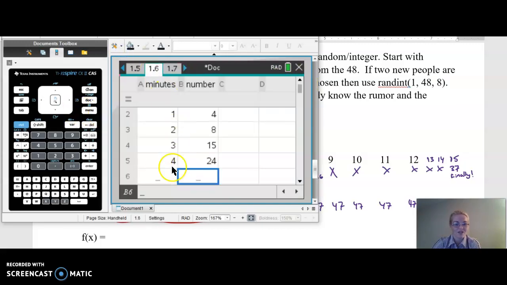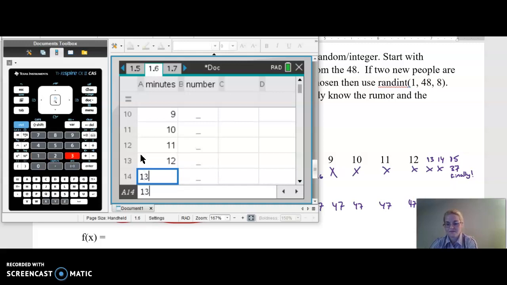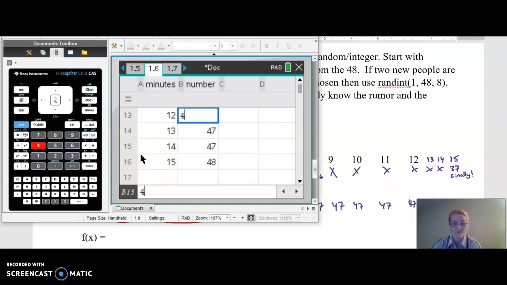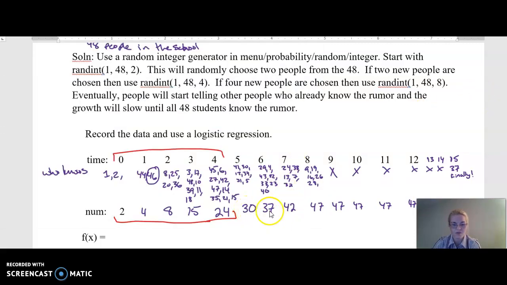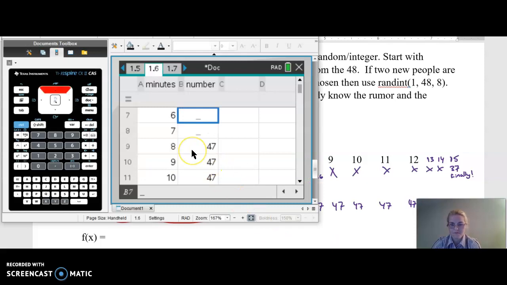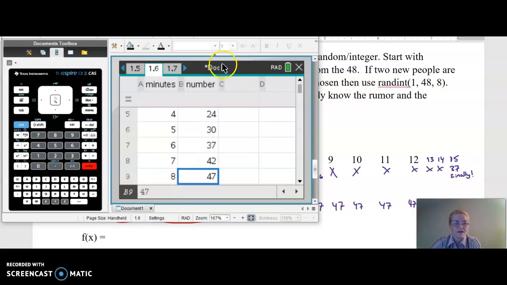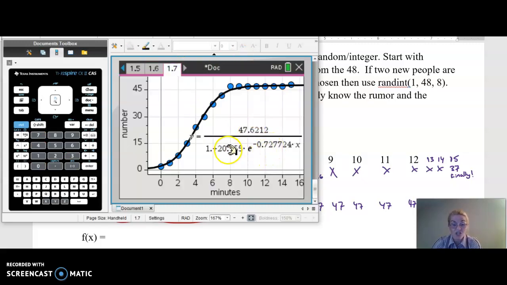If you were to go back and actually fill in the data, 5, 6, 7, 8, 9, 10, it took 15 minutes before we finally got to 48. We had 47 people know for a good long while. After the 7th minute, there were only 42. So 30, 37, 42. Now when we go back, we see the numbers have changed a little bit to adjust to all the extra data that we have, but overall still pretty close to being the same.